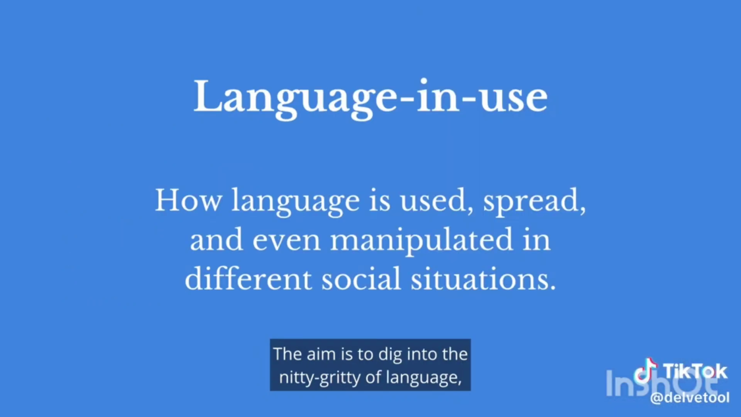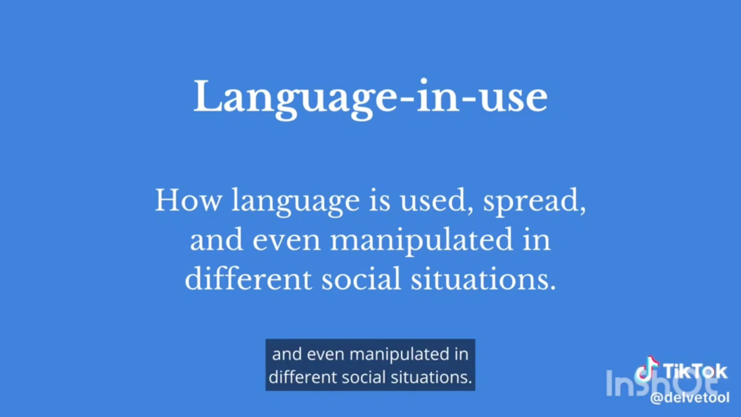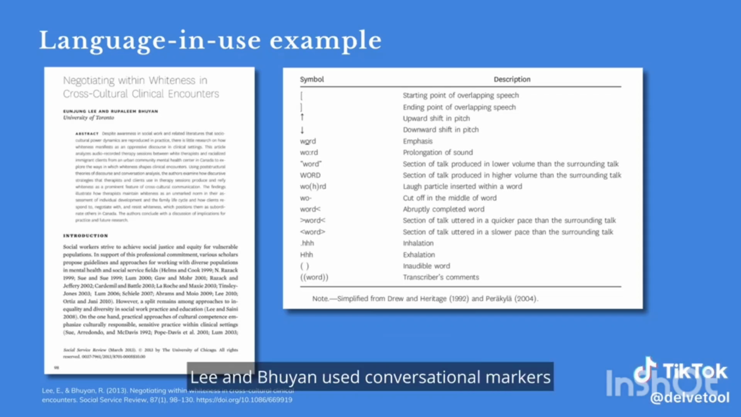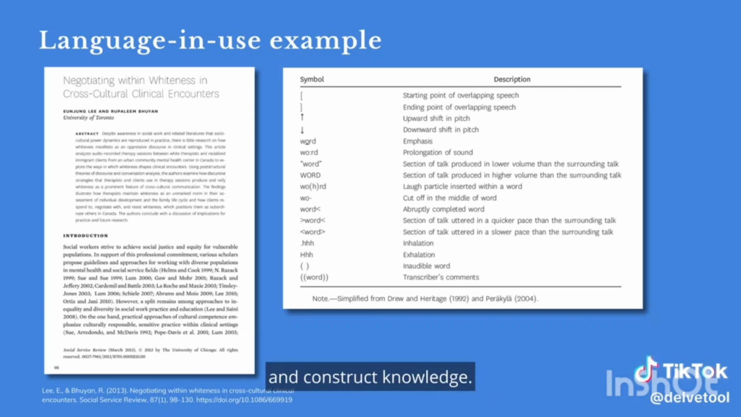The aim is to dig into the nitty-gritty of language, how it's used, spread, and even manipulated in different social situations. For instance, in a 2013 conversation analysis, Lee and Buyan used conversational markers by coding conversation transcripts. They coded these conversational markers according to their function, such as turn-taking, overlap, exhalation, and disagreement. They analyzed how this language is used to negotiate meaning and construct knowledge.